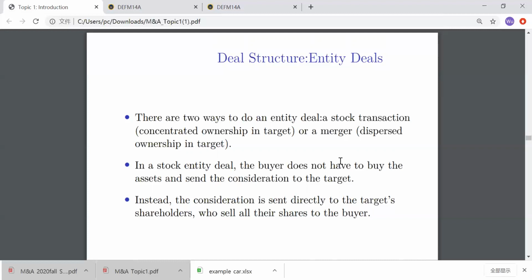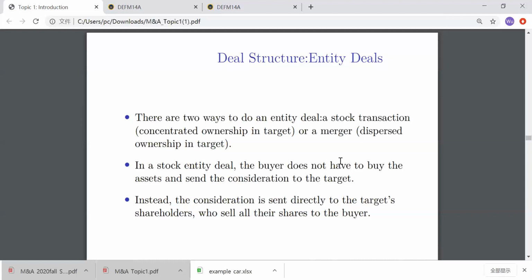And typically, a stock transaction or stock entity deal is a very quick deal, right? Because in that case, the buyer doesn't have to buy the assets and send a consideration to the target. But the consideration is sent directly to the target shareholder, and then they just sell the shares to the buyer. So you can see there's no exchange of assets here. It's just exchange of consideration.